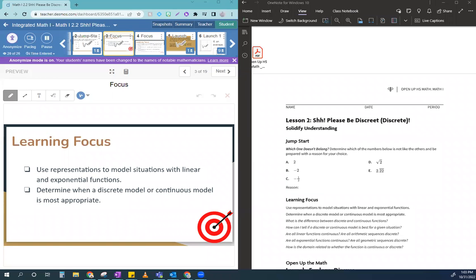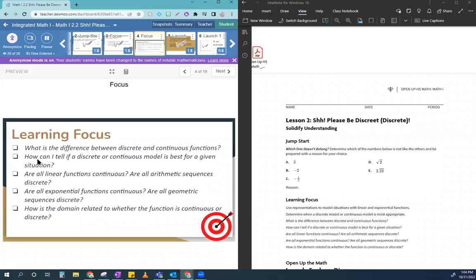Okay, so we're going to go over 2.2 today, and the whole focus is using representations to model situations with linear and exponential functions and determine when a discrete model or a continuous model is most appropriate. We've talked a little bit about this, but I haven't necessarily pinned down these words for you to make it super clear. So today is going to be that day.